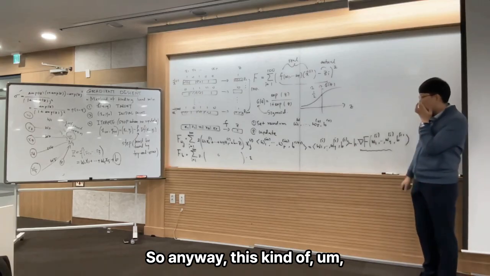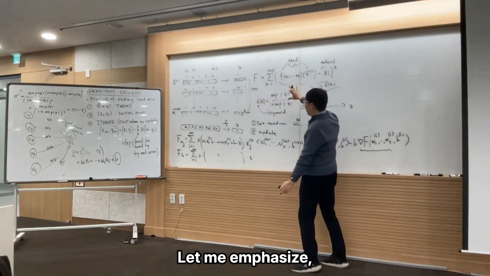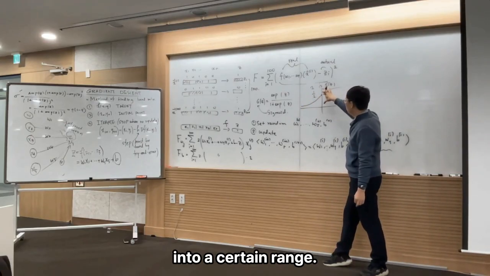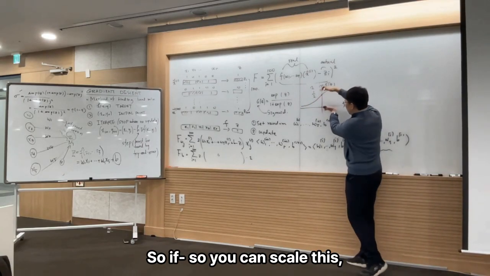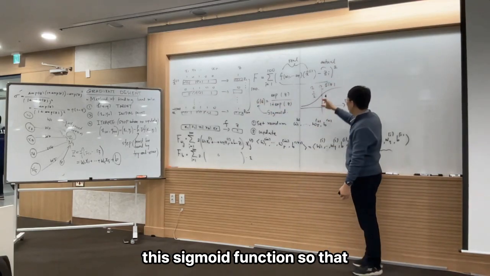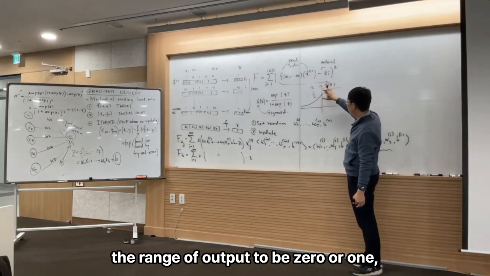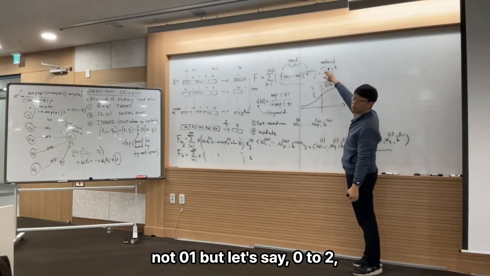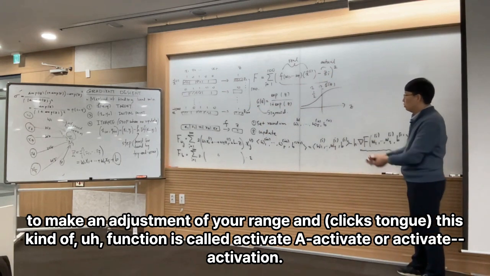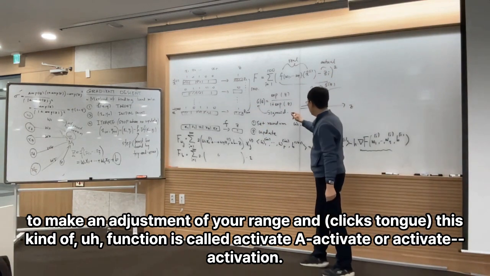So anyway, this kind of sigmoid function is used, again, let me emphasize, to make the range of output into a certain range. You can scale the output of this sigmoid function so that if you want the range of output to be not 0 to 1, but let's say 0 to 2, then you can just multiply by 2 here, making an adjustment of your range. And this kind of function is called an activation function.